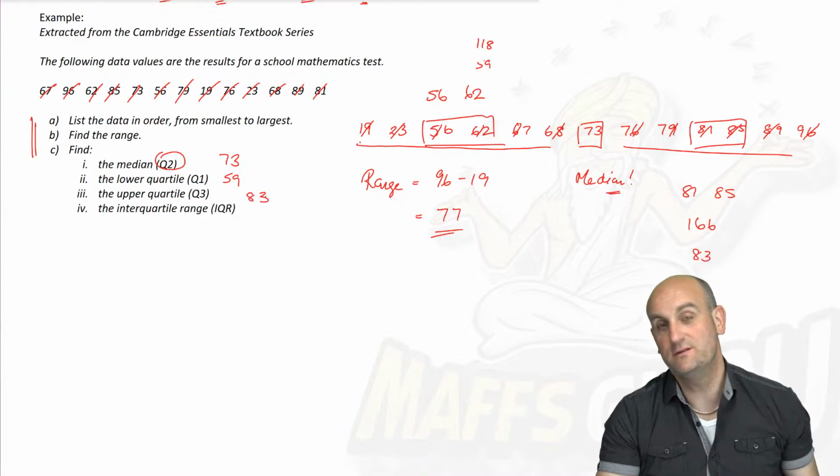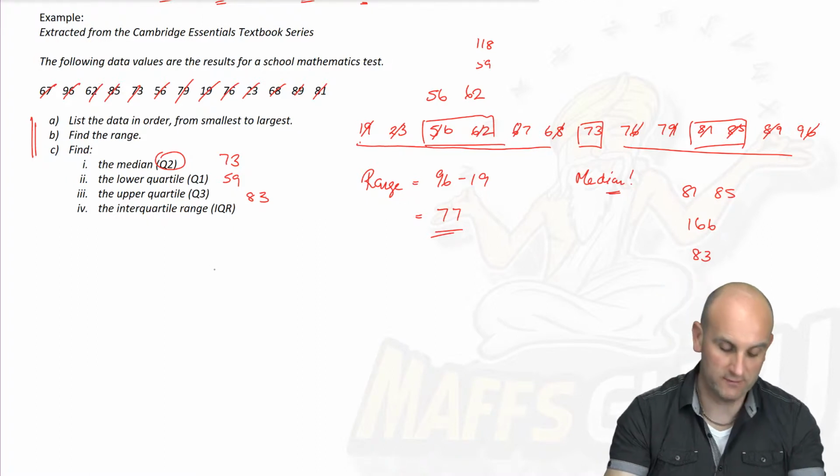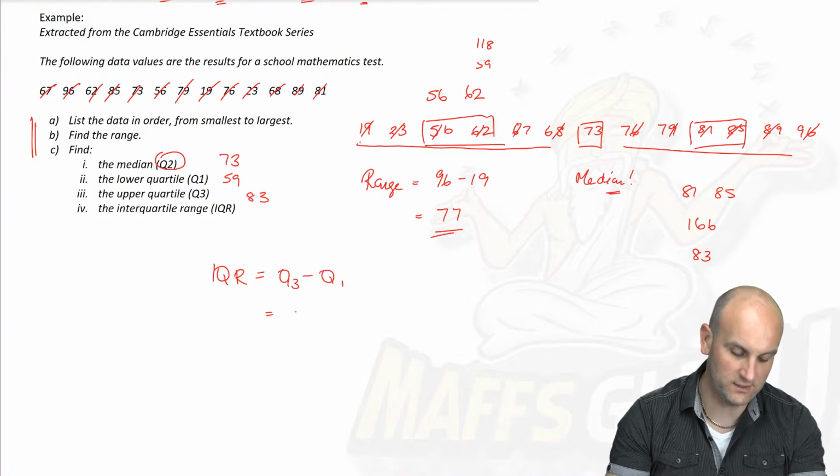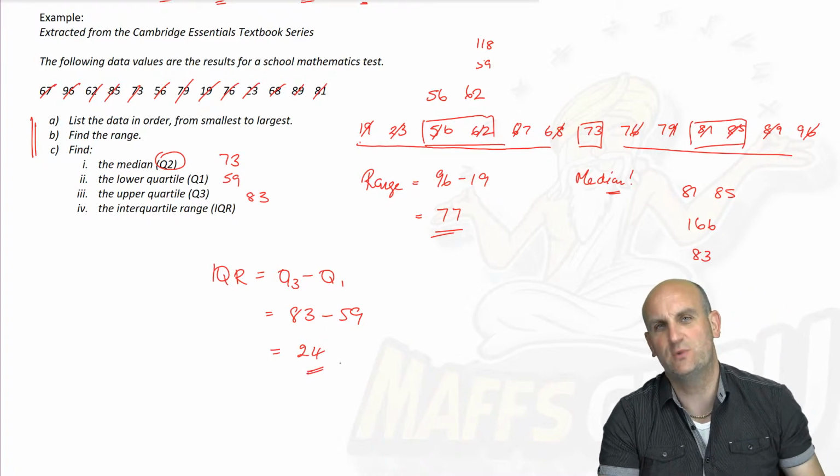The reason they're asking me to do this is to find my interquartile range. And if we remember, my interquartile range is given by Q3 minus Q1. Well, they've given me Q1, and we've worked out Q3 as 83. And my Q1 is 59. Taking those away gives me 24. So my interquartile range is 24.